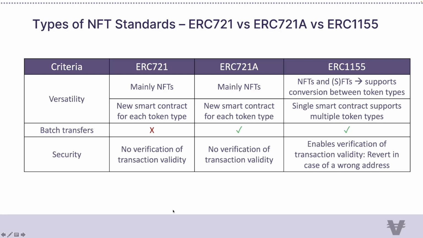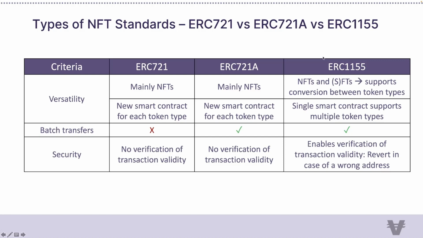So we have three different NFT token standards: ERC 721, 721A, and 1155. And we have three criteria: versatility, batch transfers, and security. ERC 721 and 721A are mainly used for the minting of NFTs. You can change the code to create a different type of token, might be semi-fungible or even fungible, but you will need a new smart contract for each token type. So that is the case for 721 and 721A.